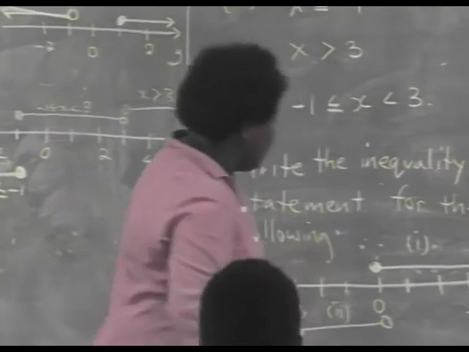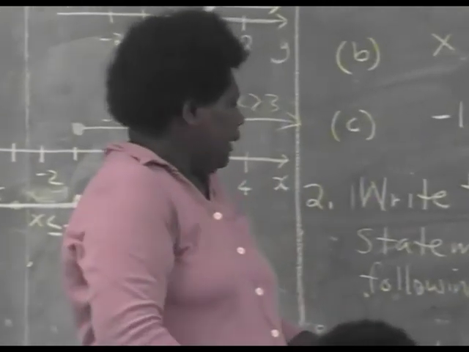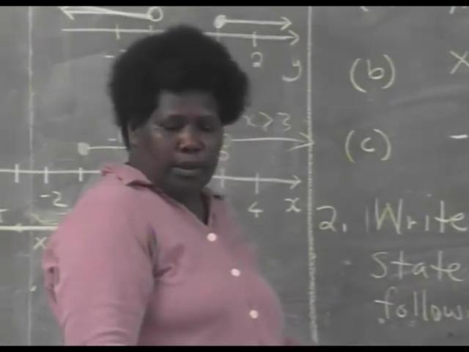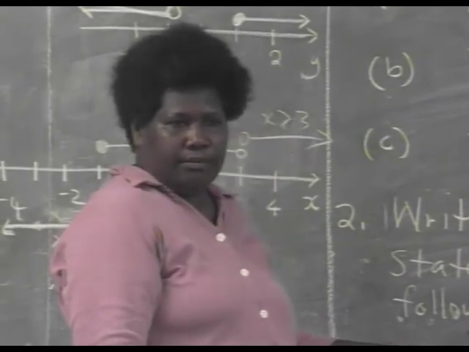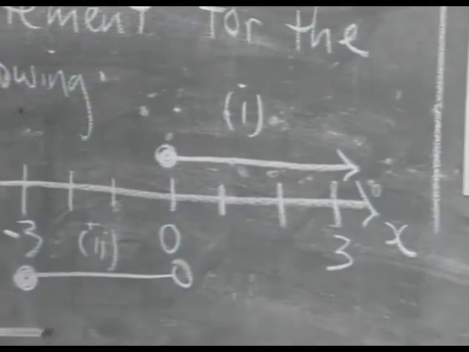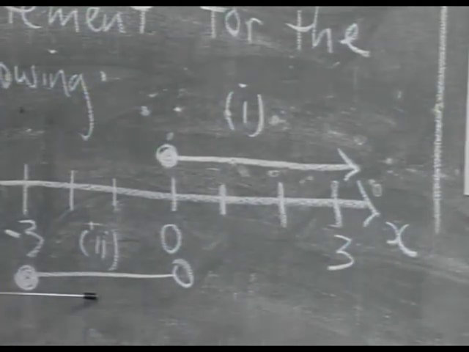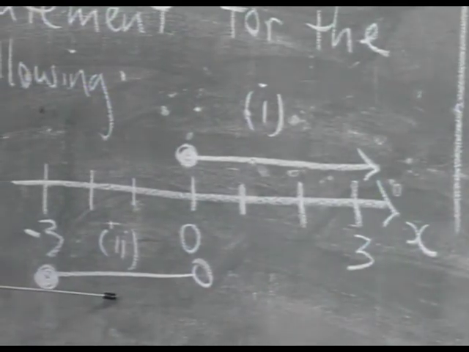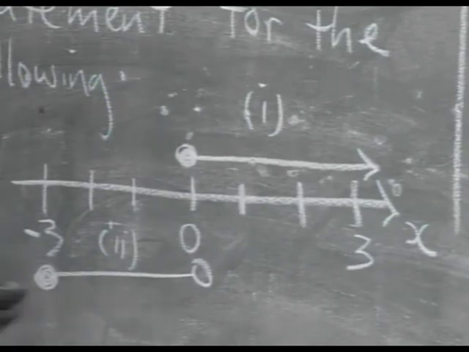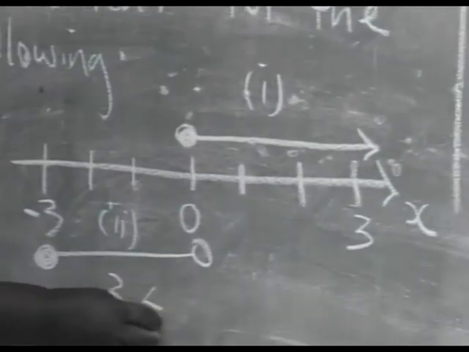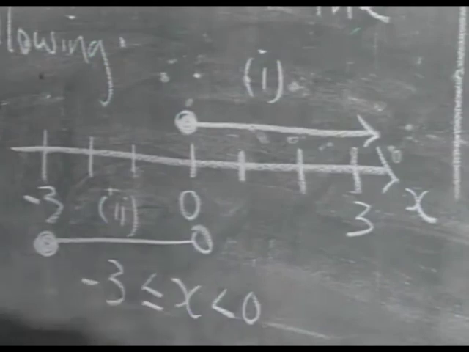Question 2. You should have for number 1, x is greater than or equal to 0. Number 2 is minus 3 is less than or equal to x, which is less than 0. Should be written as minus 3 is less than or equal to x, which is less than 0.